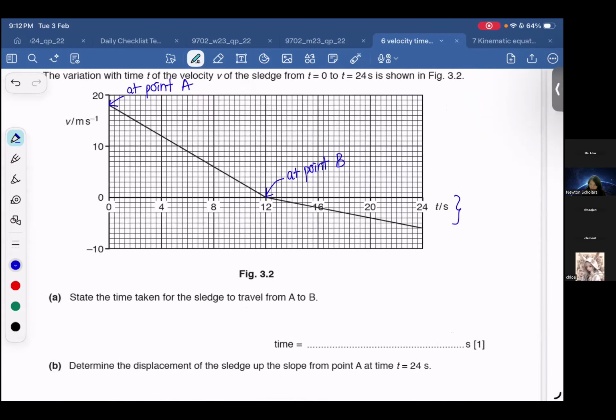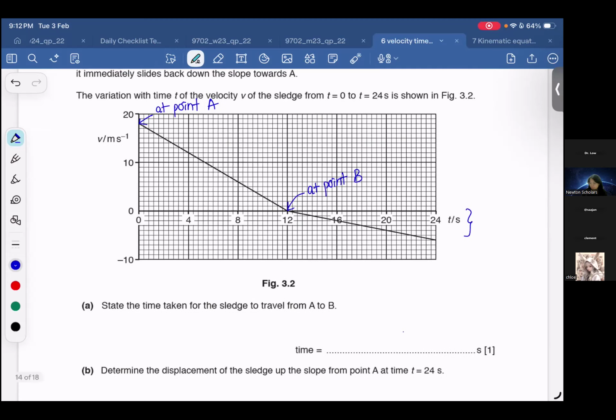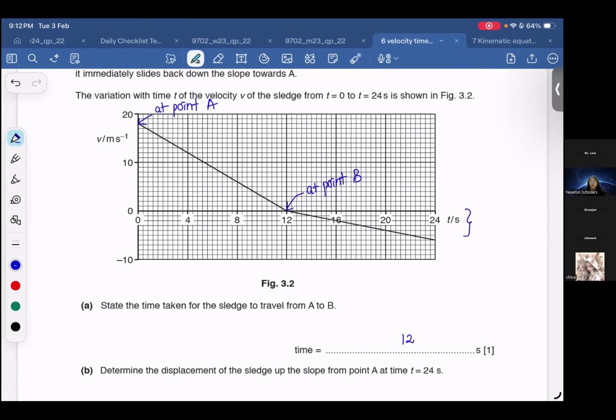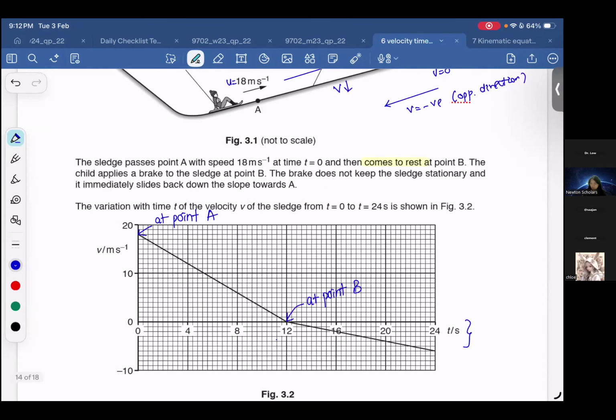Okay, we look at this. State the time taken for it to travel from A to B. From A to B, how long is the time? Actually, I already interpreted it for you. So here, from point A to point B, it took 12 seconds. I know point B is here because the velocity becomes 0. So I know that point B is actually at 12 seconds.